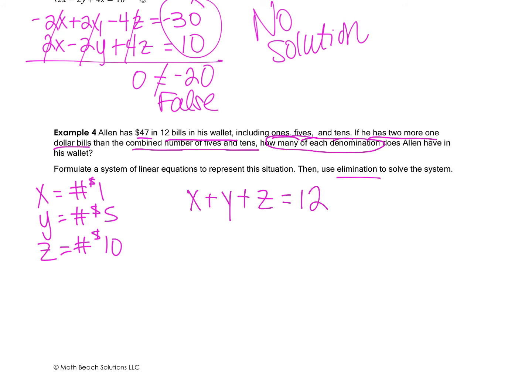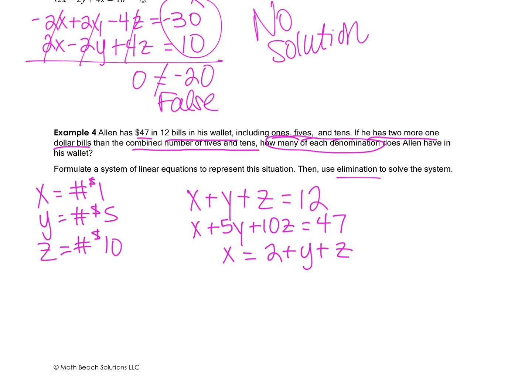It also gives me the actual value, $47. So I know each dollar is worth $1, so 1x. Each 5 is worth 5, so 5y. And each 10 is worth 10, so 10z. That would give me the total dollar amount, which is $47. Okay, I have to come up with one other equation, because remember we have to have 3 equations, 3 variables. So the last one, it says if he has 2 more 1s, so my 1s are x, 2 more than the combined number of 5s and 10s, so y plus z, that will give us the number of 1s there.